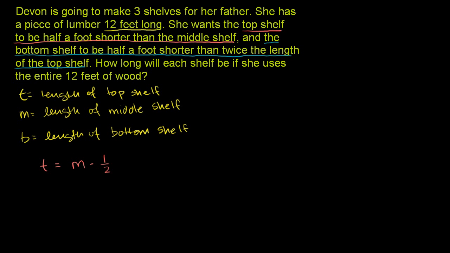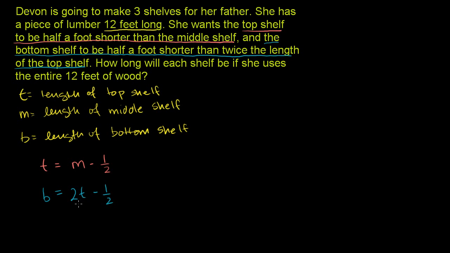Now what does the next statement tell us? The bottom shelf needs to be equal to half a foot shorter than twice the length of the top shelf. So these are the two statements interpreted in equation form. The top shelf's length has to be equal to the middle shelf's length minus 1/2. It's 1/2 foot shorter than the middle shelf. And the bottom shelf needs to be half a foot shorter than twice the length of the top shelf.